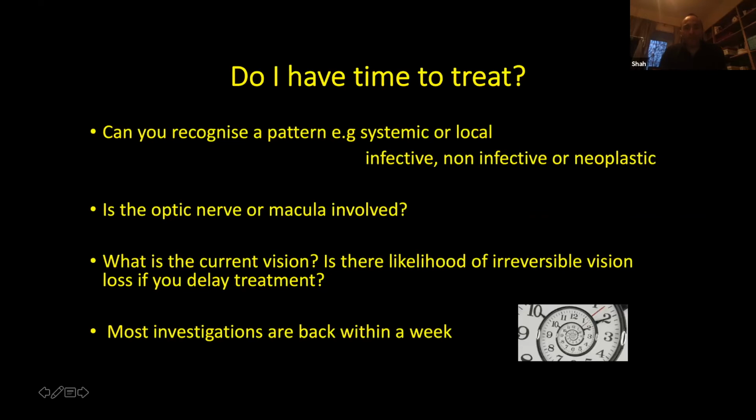So apart from pattern recognition, the next question is, is the optic nerve or the macula involved? That's often quite important, because if you've got involvement of the macula or the optic nerve, then often, unfortunately, you are against time and you need to treat them sooner rather than later. What's the current vision? If the vision is fairly good, the inflammation is peripheral, not central, and the likelihood of irreversible vision loss is low, then you might have time to investigate the patients, but otherwise you might have to proceed.